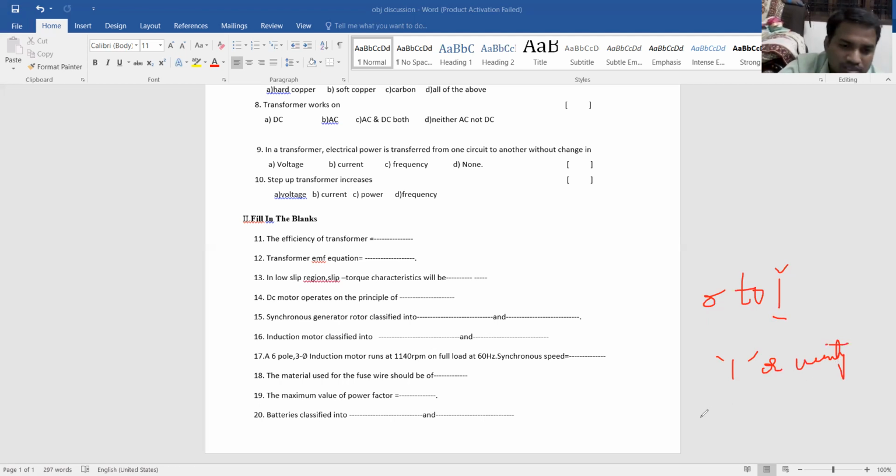The last question is batteries classification. We know that batteries are classified into two. That is primary batteries and secondary batteries. So this is the answer.